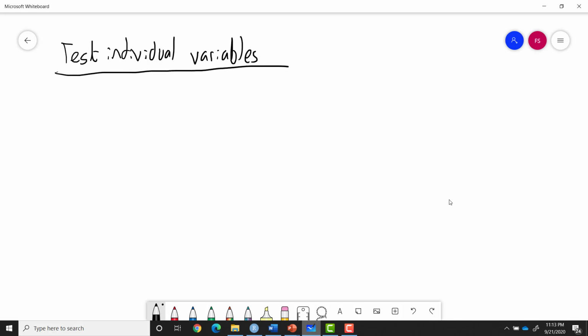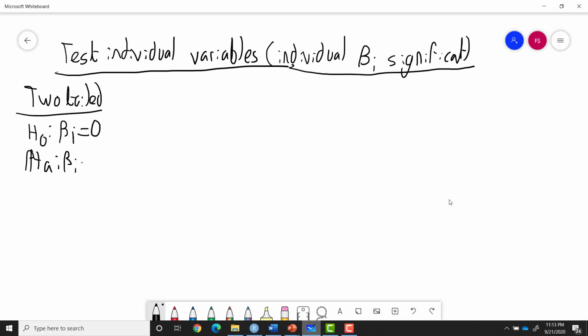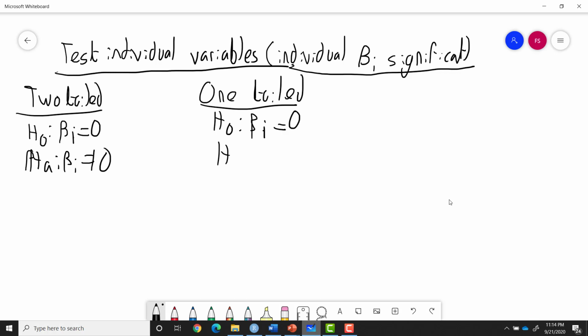And this is actually going to be a t-test. What we're going to do is ask, are the individual beta i's significant? This is a t-test, and it's the same as the other t-tests you've done. So you can do a two-tailed test. My null hypothesis is that beta i equals 0, and my alternative hypothesis is that beta i is not equal to 0. And we can have a one-tailed test, where H0 is still that beta i equals 0, and HA is that beta i is either less than 0 or greater than 0. One of these.